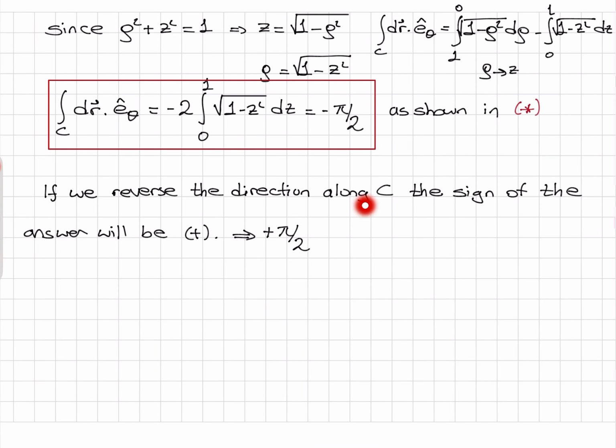If I reverse the direction along C, if I don't go from x equals 1 to z equals 1, but I go from z equals 1 to x equals 1, then I will be reversing the limits of the integration, and this will become plus pi over 2.